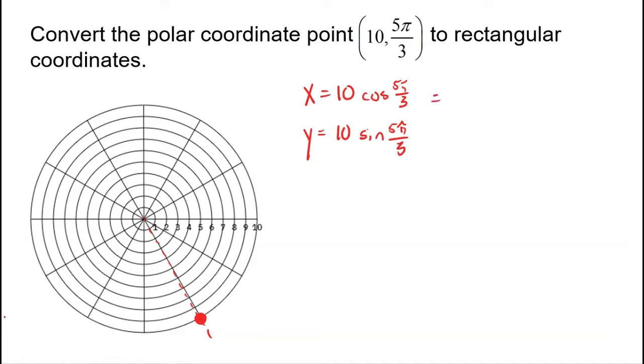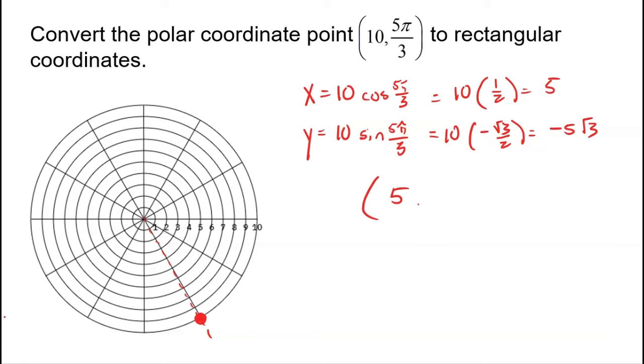All right, so now I just got to use my unit circle to know what cosine of 5 pi over 3 is. So cosine of 5 pi over 3 is 1/2. So I get 5 for my x coordinate. And then for my y coordinate, I'm going to take 10 times sine of 5 pi over 3. Sine of 5 pi over 3 is negative radical 3 over 2. So that's going to become negative 5 radical 3 when we do the math. So the point is 5, comma, negative 5 radical 3 in rectangular coordinates.